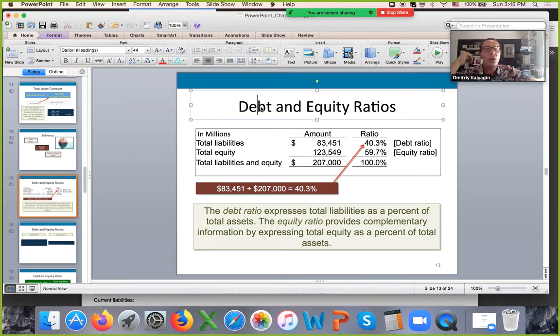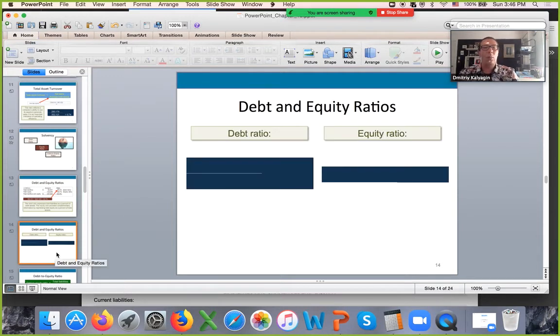For debt ratio, you take total liabilities over total assets. For equity ratio, you take stockholders' equity over total assets. So the debt ratio shows to you how much of the company's assets are financed with debt. I want it to be low. My equity ratio shows how much of the company's assets are financed with the stockholders' investments, and I want this one to be high. So I'm just going to calculate debt ratio, and for equity ratio, I'm just going to subtract that from 100%.